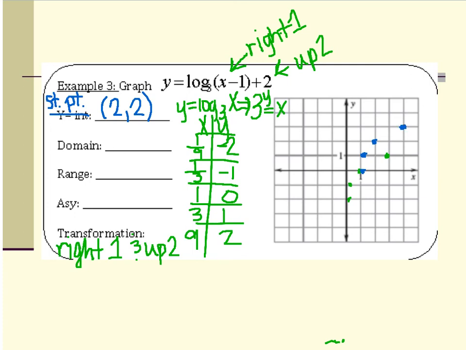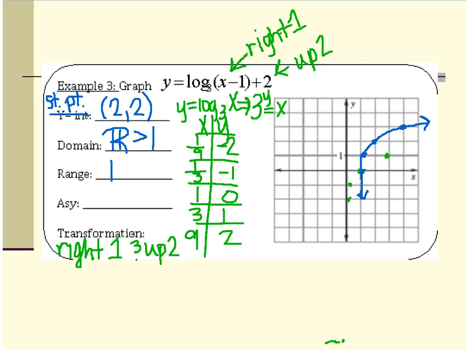So I'm going to draw my curve in. There's my nice curve. Okay, so let's talk about our domain. Our domain here is going to be all real numbers. So we're talking about all of our x values. I don't have any of these. It's going to be all real numbers greater than 1 because they're all bigger than 1 here. So all real numbers greater than 1.